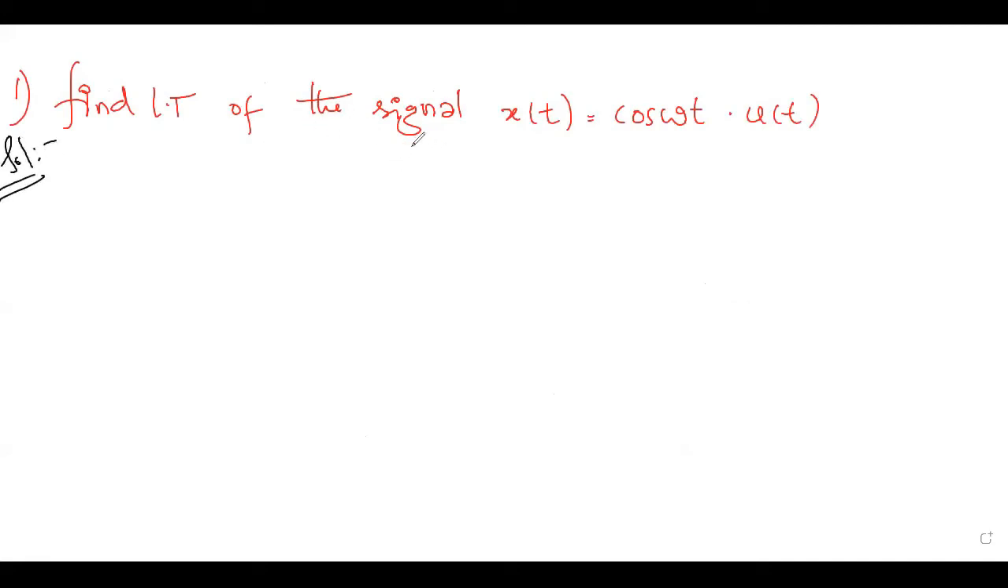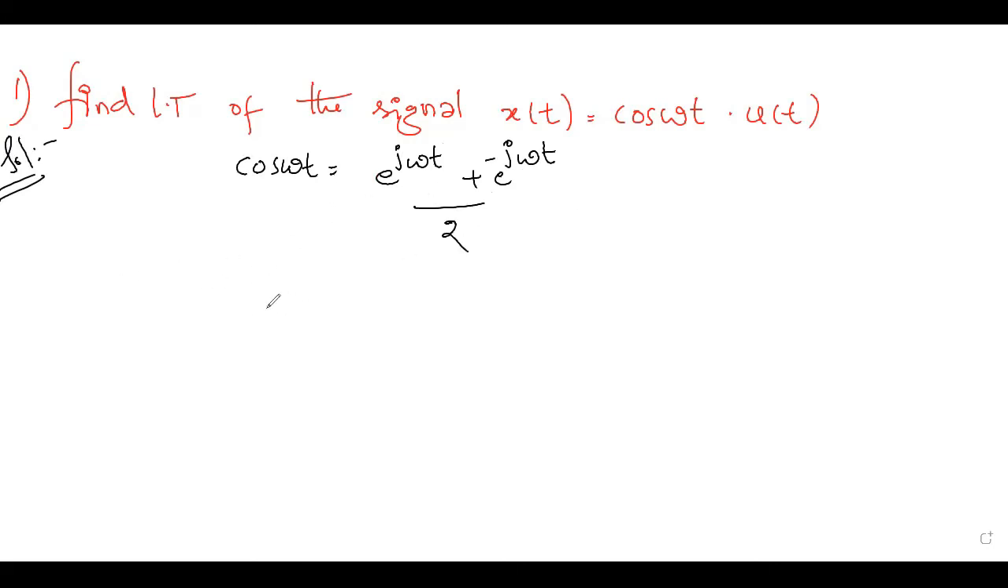So here we use the linearity property as well as the shifting property. Try to solve this. In general, how do we write cos omega t? Cos omega t is e power j omega t plus e power minus j omega t by 2.